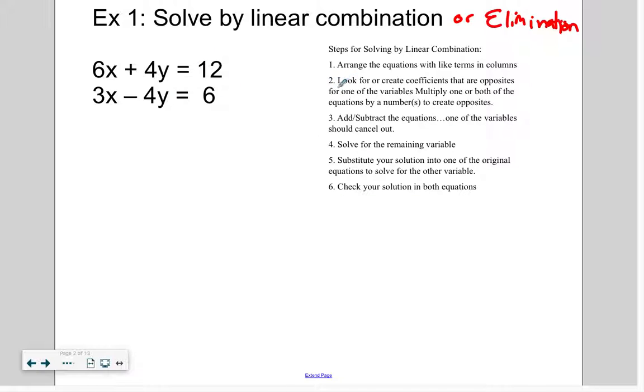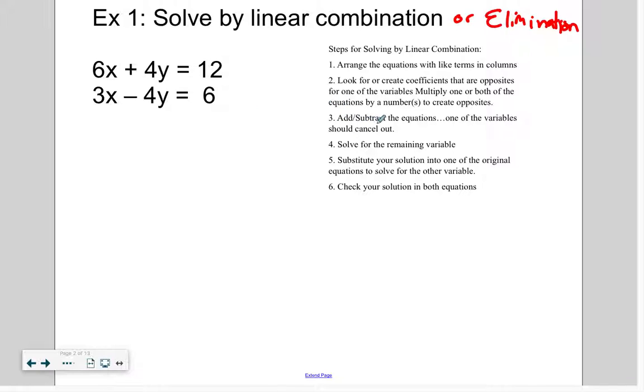Next, we look for or create coefficients that are opposites for one of the variables. You might have to multiply one or both of the equations by a number to create opposites, if necessary. But here, like 6x, the opposite of 6x is negative 6x. And unfortunately, that's not a negative 6x down there, so we don't have opposites here. But the opposite of positive 4y is negative 4y. These are opposite variables. So I have them right here. I don't need to do any multiplying for any equation.